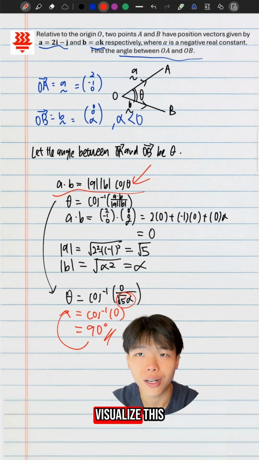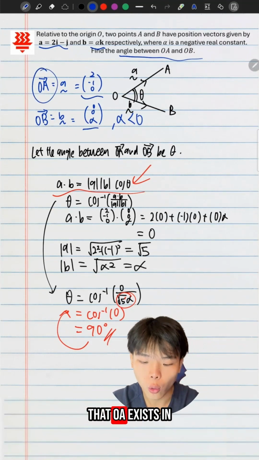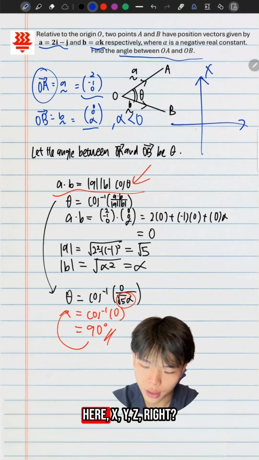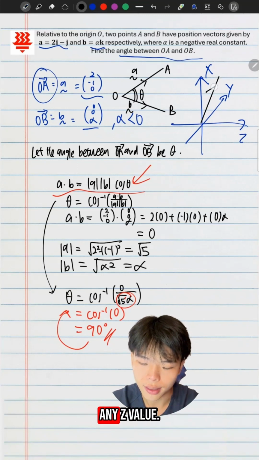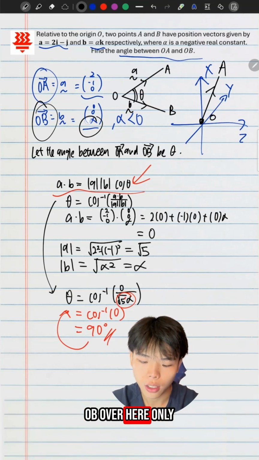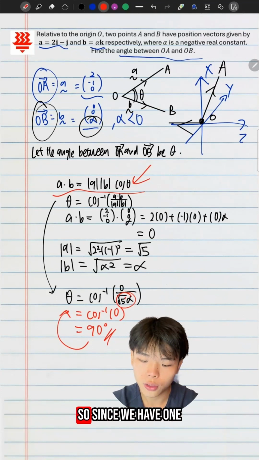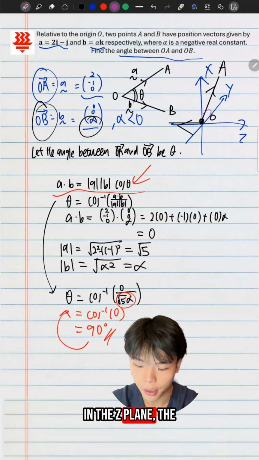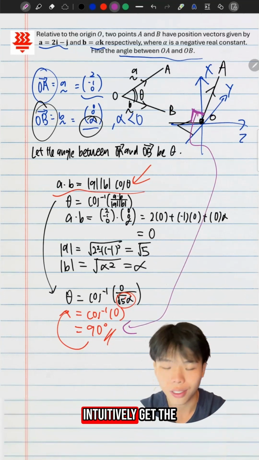But how do you visualize this intuitively? If you take a look at the values over here, you see that OA exists in the XY plane, right? So if I were to draw out the axes, X, Y, Z, you see that OA exists over here. It does not have any Z value. So here is A, and here's my origin O. And then you see that OB only exists along the Z axis, and since alpha is negative, it'll be somewhere over here. So since we have one vector that only exists in the XY plane and another vector that only exists along the Z axis, the angle between them must be 90 degrees. And that's how we intuitively get the answer.